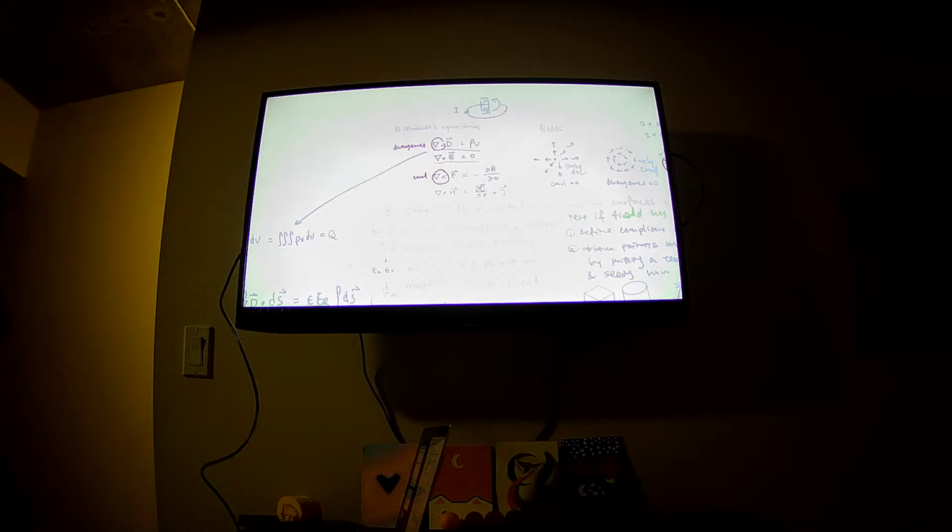Your electrons are happily moving along the wire, right? Which is the indication of there being an electric field, right? Because your charges are moving. So your electric field is also along the circle.